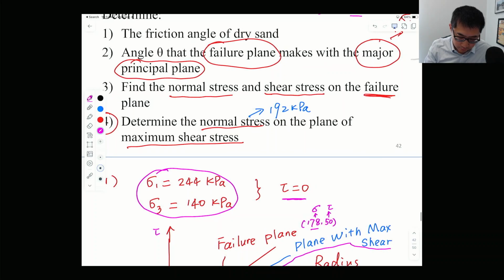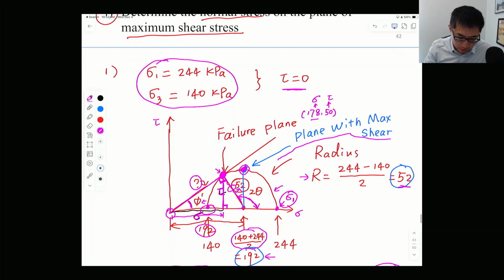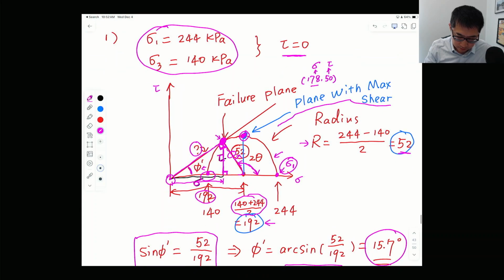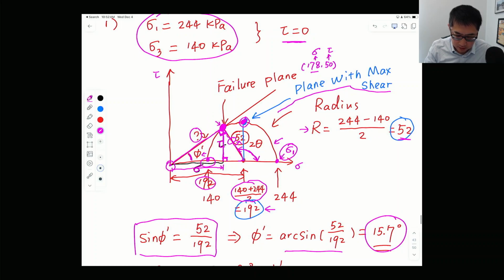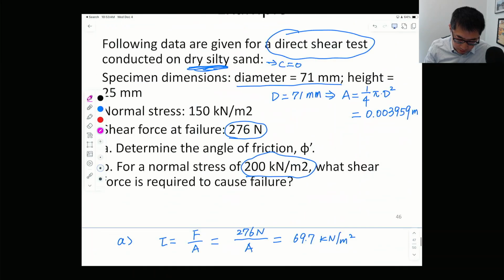So yeah, it's pretty straightforward. It's a bunch of trigonometry, and also make sure you understand how you make the circle using sigma 1 and sigma 3, and what failure means, speaking of the relationship between that failure envelope and the Mohr circle. So pretty straightforward. Okay, let's move on to the next one.